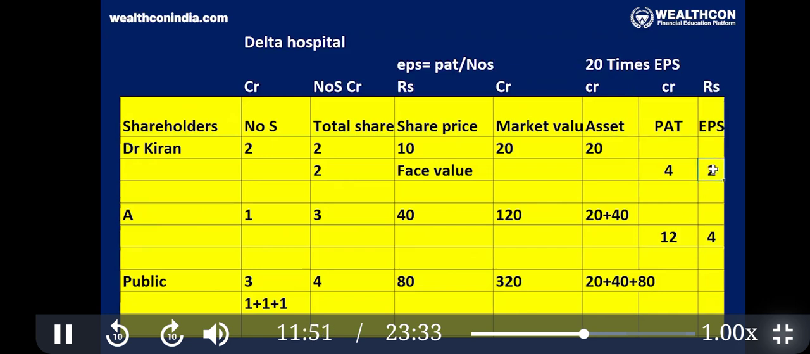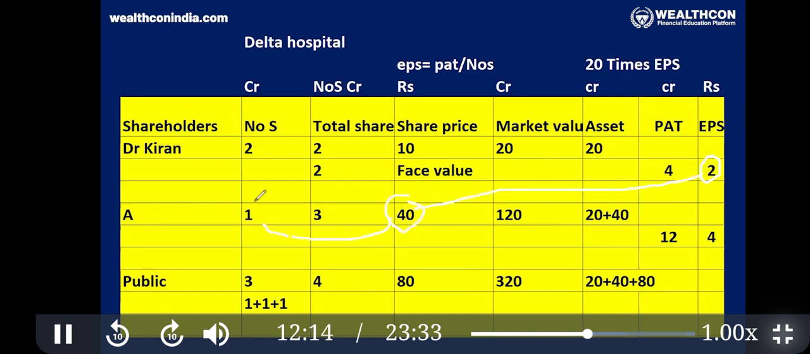So EPS is 2. How much will be the share price? It will be 40 rupees. Why? 2 multiplied by 20. Okay. So here we are using which model? We are using PE multiple, that is price multiple of EPS. So 40 rupees is the share price.